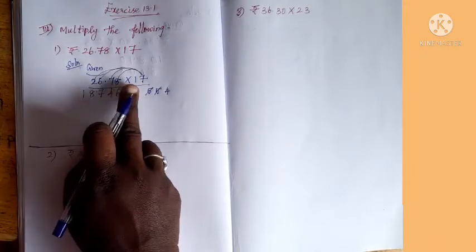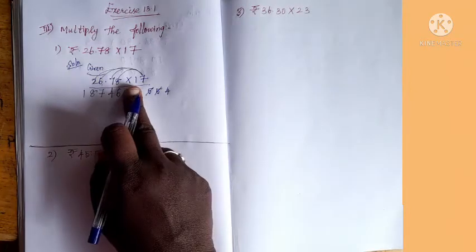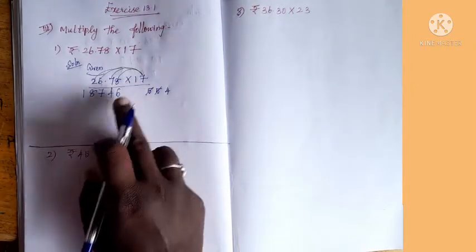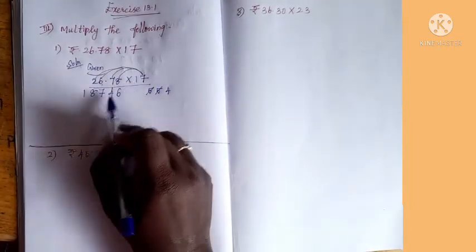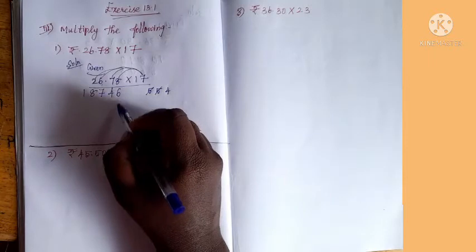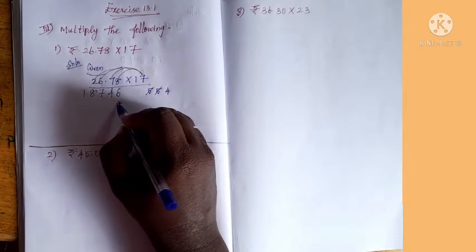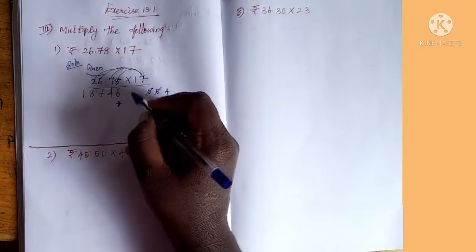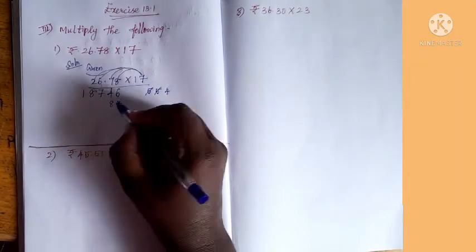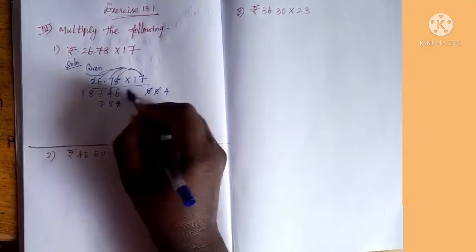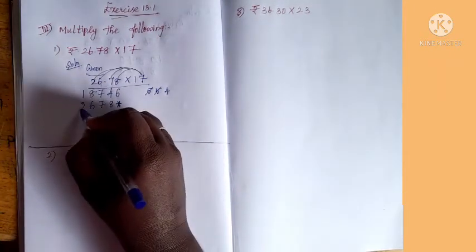Next, the second digit we need to multiply. For that, second digit means what? This is the ones place, this is the tens place. So you should write only in the tens place. So the first place down you can put a star, or 0, anything you can mention. Now you multiply the second digit. 1 into 8, 8. 1 into 7, 7. 1 into 6, 6. 1 into 2, 2.